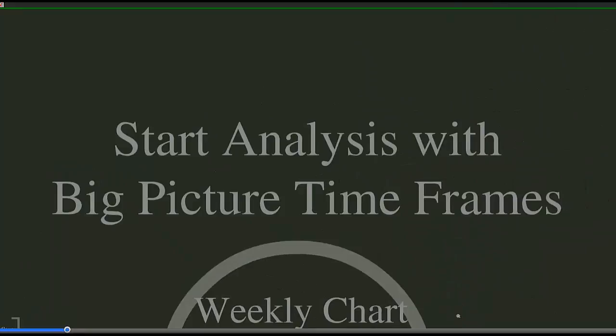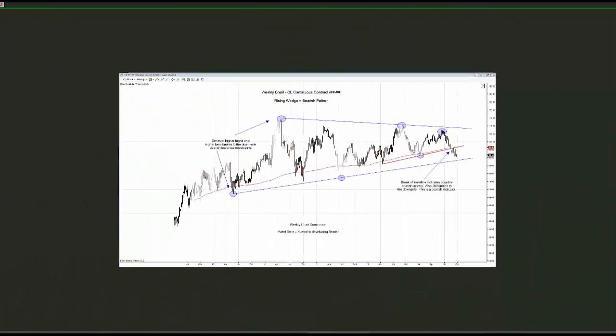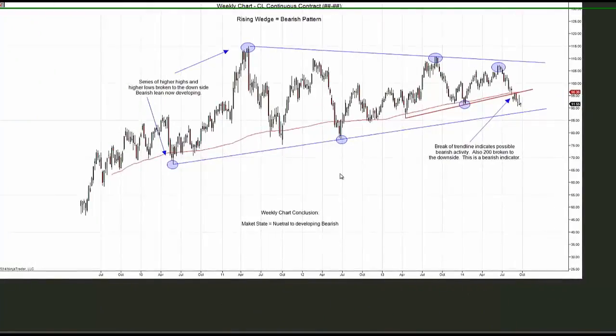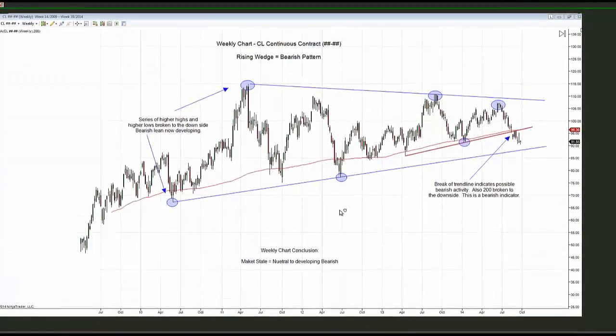So again, start your analysis with your big picture time frame. The first set of charts that I start with is the weekly chart. All right? So let's take a look here. Let me scroll this in a little bit. Can you see this a little bit better here? Can you see that a little bit easier? And I'll work through this here.